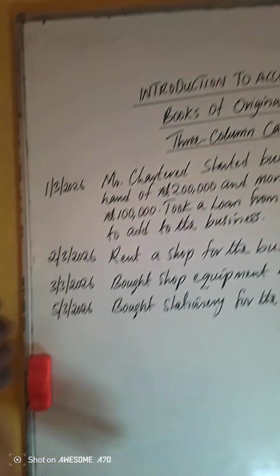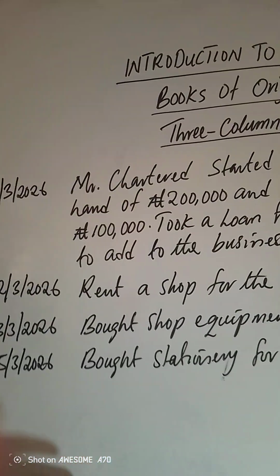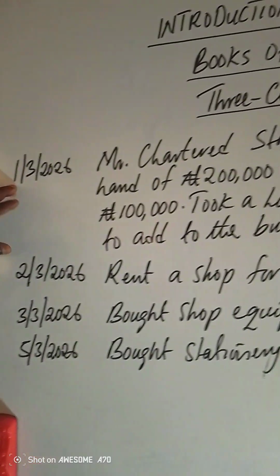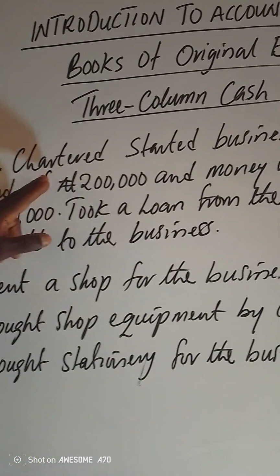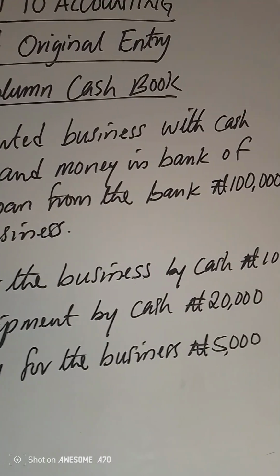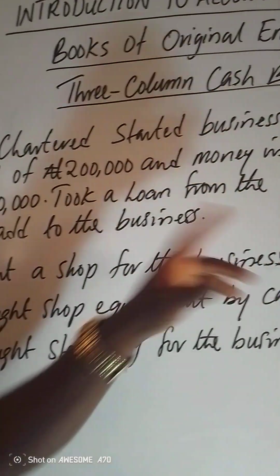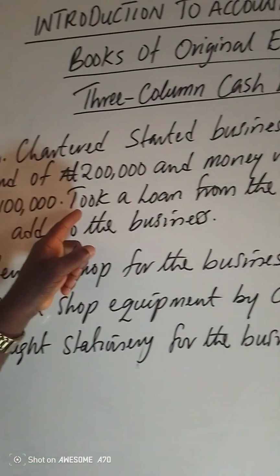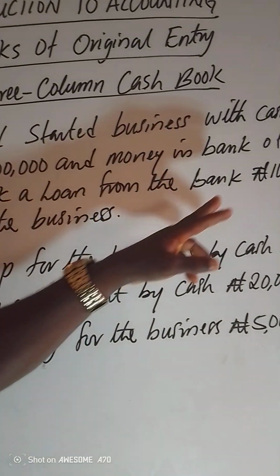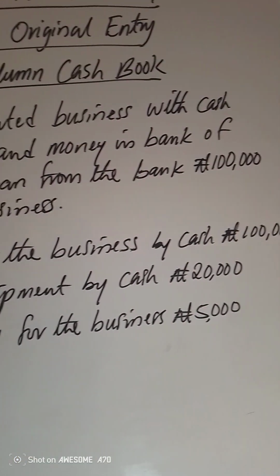Let's look at the three-column cash book via the illustration for today. Now, on the 1st of March 2026, Mr. Chartered started business with cash in hand of 200,000 and money in the bank of 100,000, full stop. Took a loan from the bank, 100,000, to add to the business.